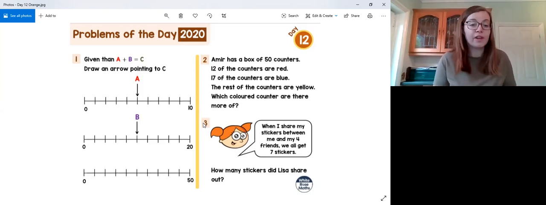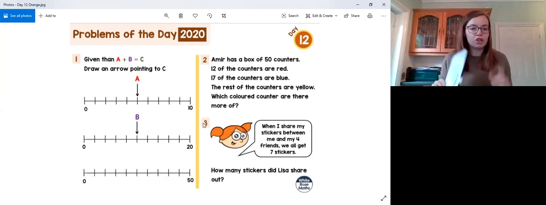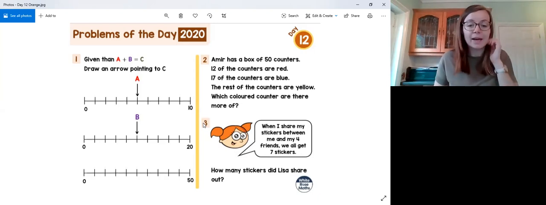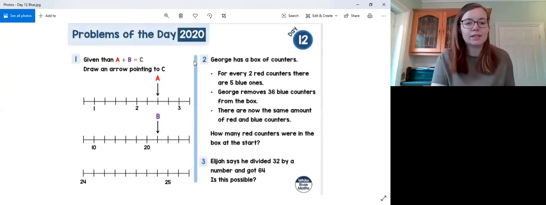So 5 lots of 7, or if it's easier, 7 lots of 5 gives us our original amount of stickers being 35 stickers. So just make sure you remember to include Lisa in that question because she keeps some of the stickers for herself. Okay, well done. That is day 12's orange questions done. Let's have a look at day 12's blue questions.